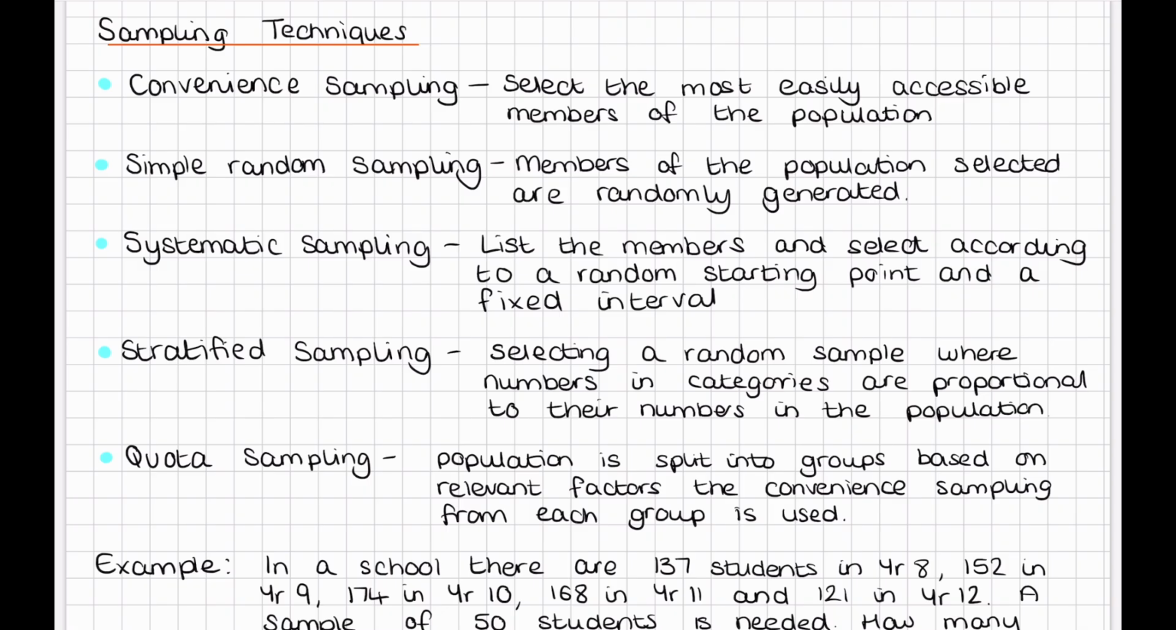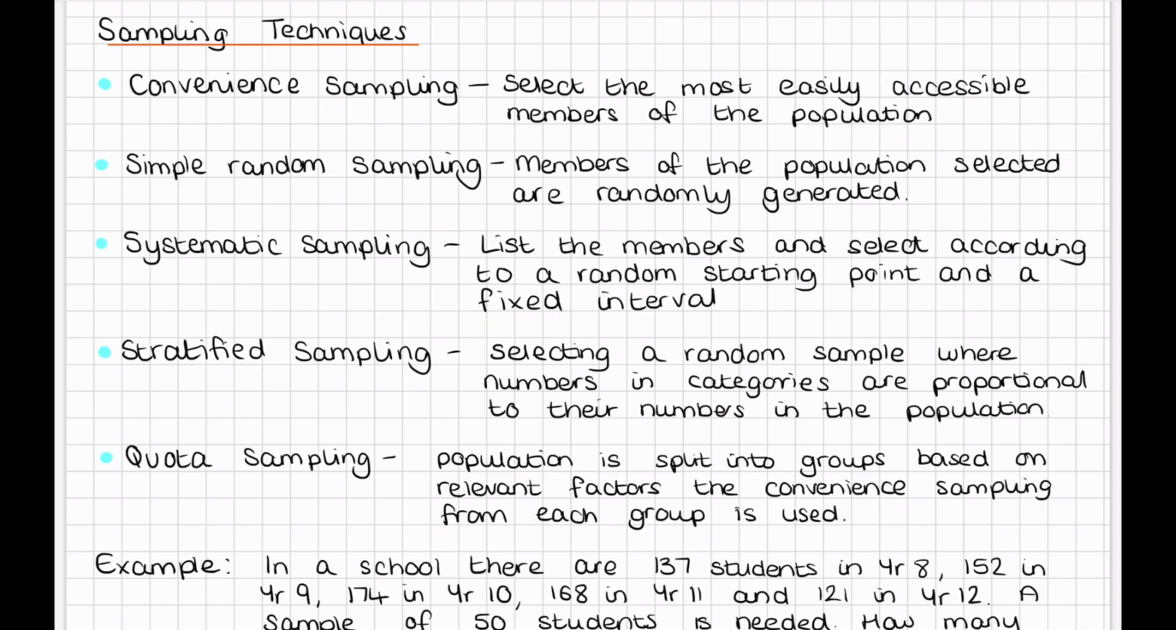Systematic sampling is where we list the members and select according to a random starting point and a fixed interval. Once again, for this situation, I would maybe put you all in alphabetical order in year 10. I would say I'm going to start at number 20, so whoever was 20 in the cohort, and then I'm going to take every 10th person after that. So then I take the 20th person, the 30th, 40th, 50th, 60th, and so on.